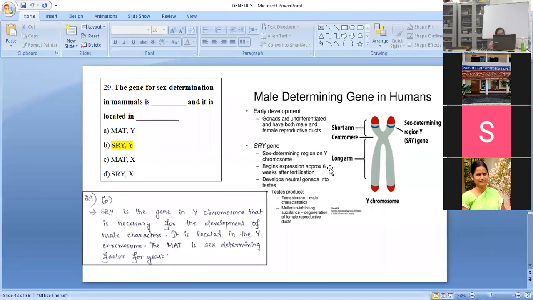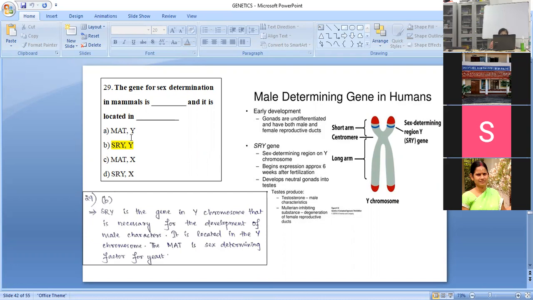So the gene for sex determination in mammals is the SRY gene that is located in the Y chromosome. If this gene is suppressed, then females will be formed. If it expresses, males will be formed. So this is the determining gene that lies on the Y chromosome. SRY is the gene on the Y chromosome that is necessary for the development of male characteristics. And MAT is a sex determining factor for yeast.